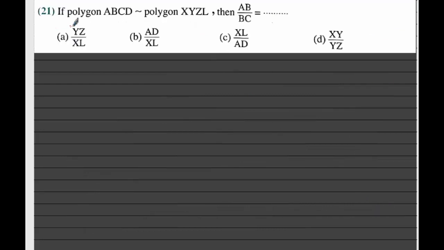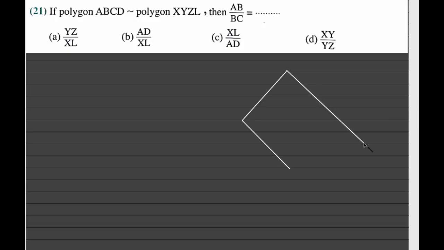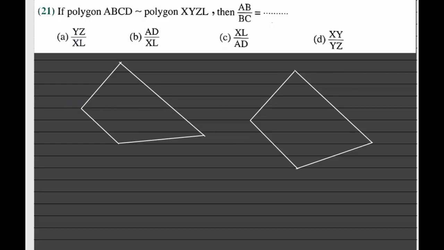Question 21. If polygon ABCD is similar to polygon XYZL, then AB over BC equals one of these. Also, it's better to draw the two polygons here quickly. Any two polygons, no conditions here. Any two polygons here, and here we have ABCD. It's similar to XY.